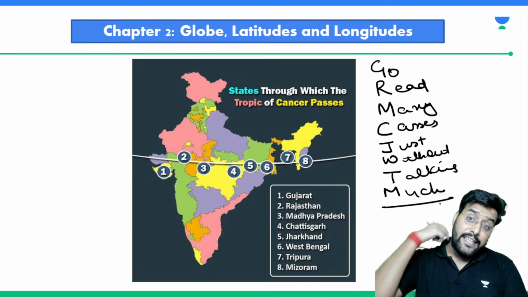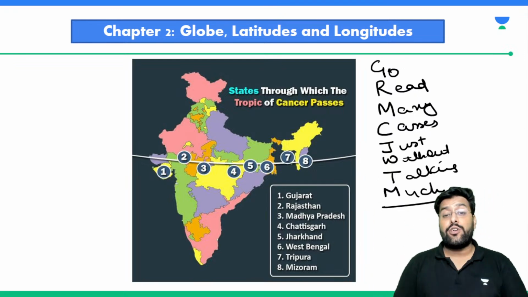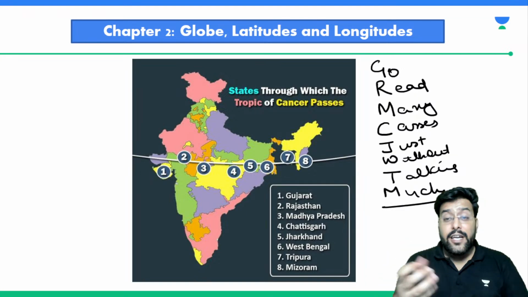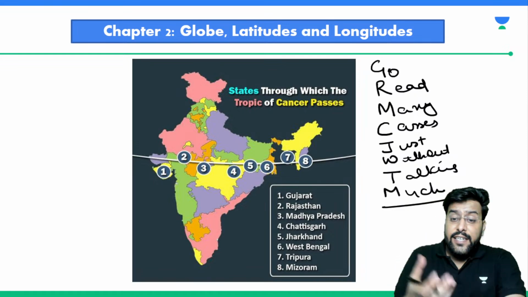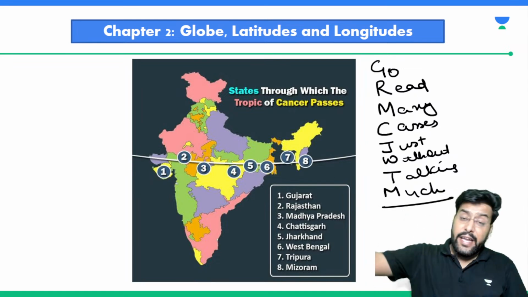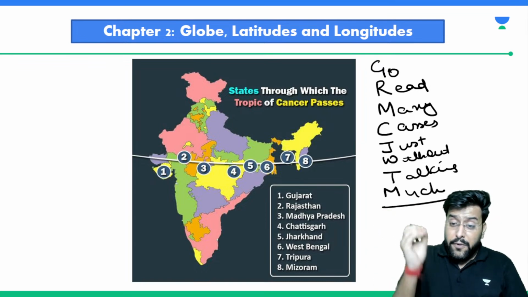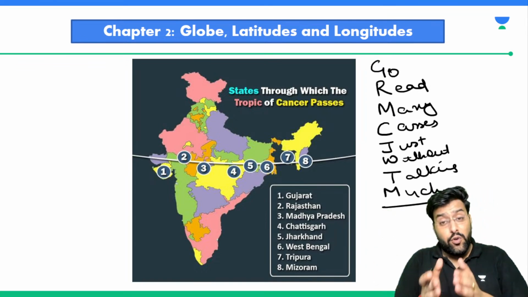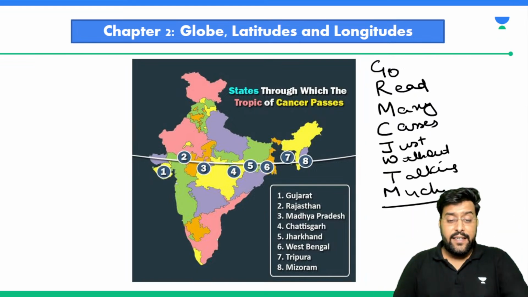It's like you are telling somebody to go read many cases just without talking much. When it comes to Tropic of Cancer, somebody comes to you and asks, sir, which are the states through which Tropic of Cancer passes? So you tell him, go read many cases just without talking much. That if you talk much, you will not be able to read. So without talking much, go and read many cases.